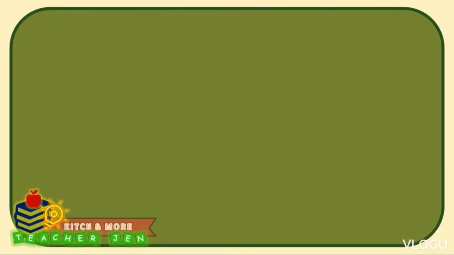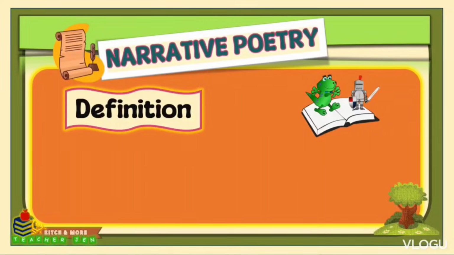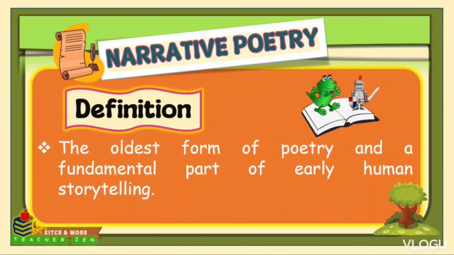Let's now move on to the definition of narrative poetry. Narrative poetry is the oldest form of poetry and a fundamental part of early human storytelling. It's like an ancient version of a blockbuster movie, but instead of film, it used the magic of words.